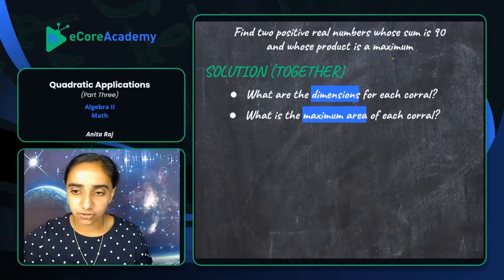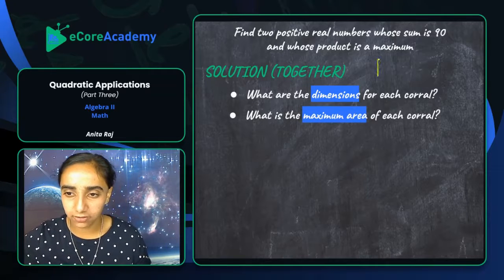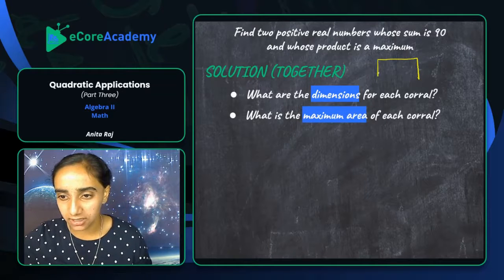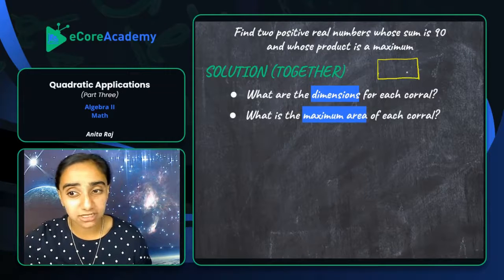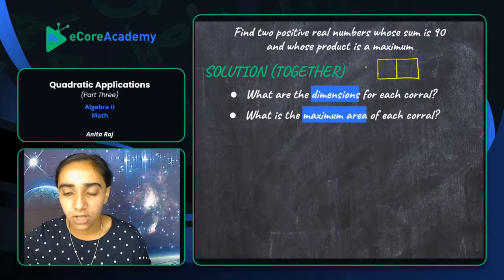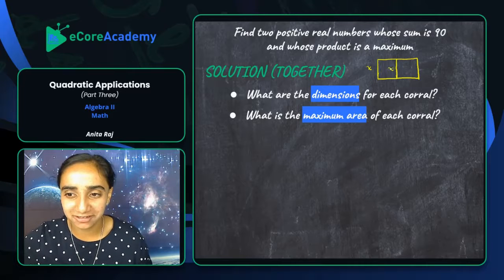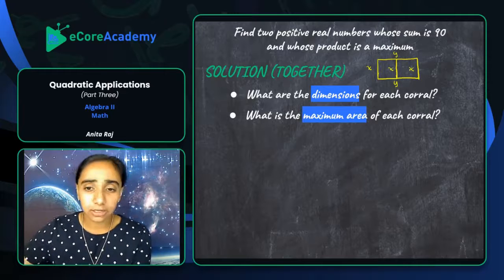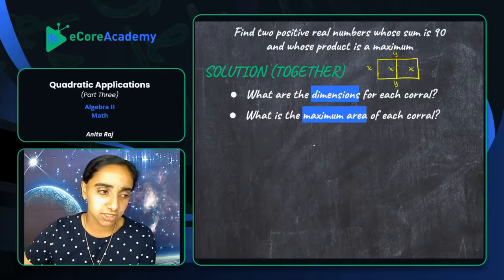So first, I just want to draw this diagram up here. I'm sorry I couldn't put it on every slide. It's just I don't have space on the screen to do that, so I'll just draw it for you with my amazing drawing skills. Yep, those are your size x, and this is y and y. Pretty straightforward. Okay, let's answer the first question. What are the dimensions of each corral?